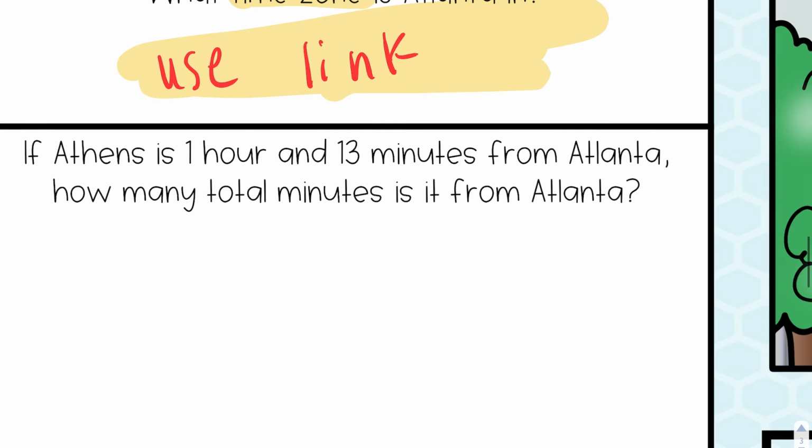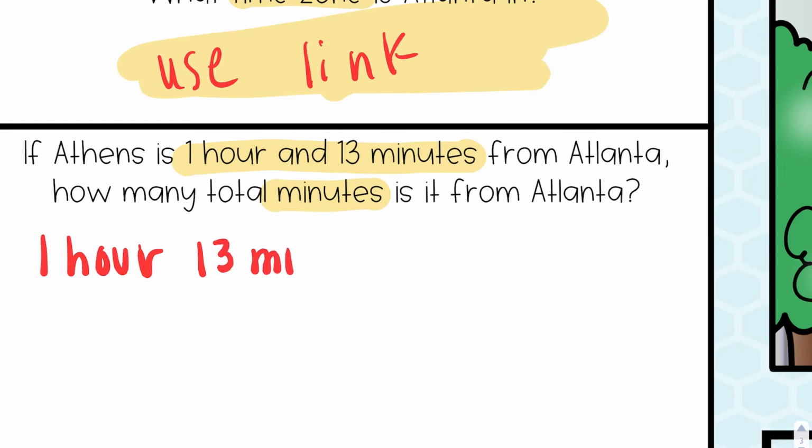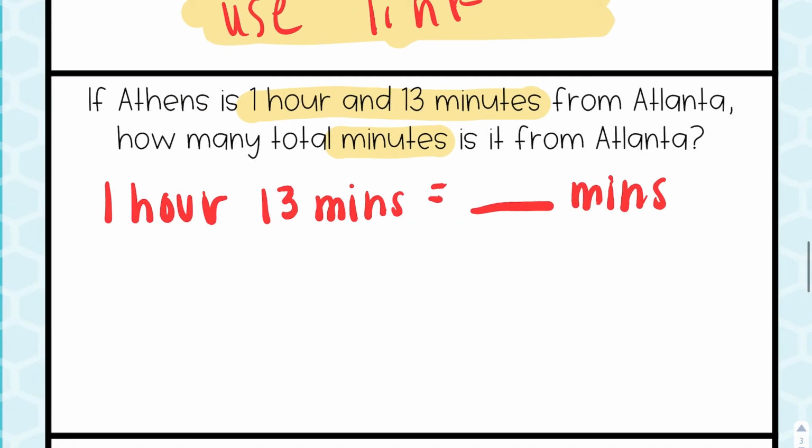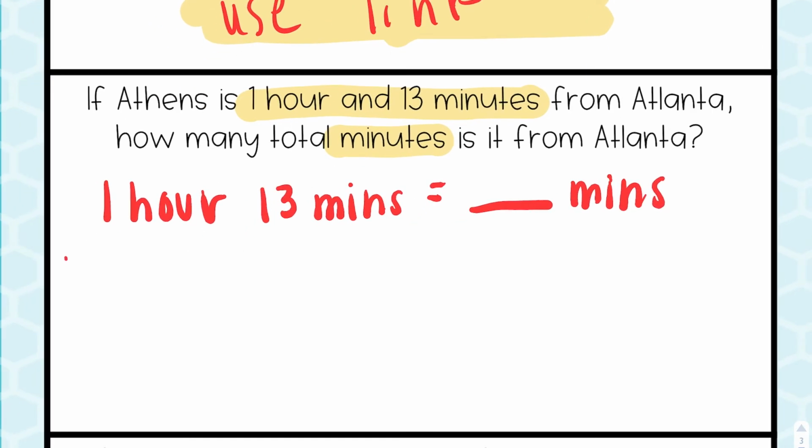Alright, to figure out the time zones, you are going to use the link that is on your Google Slides. So I'm going to go ahead and get into this first problem. It says if Athens is 1 hour and 13 minutes from Atlanta, how many total minutes is it from Atlanta? So we're going to keep the same value. We're going to just change the unit of measurement we're using. So I have an hour and 13 minutes to get to Atlanta from Athens, and I want to know how many minutes total it takes me.